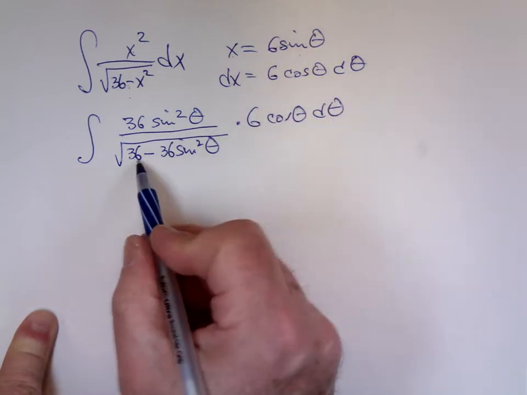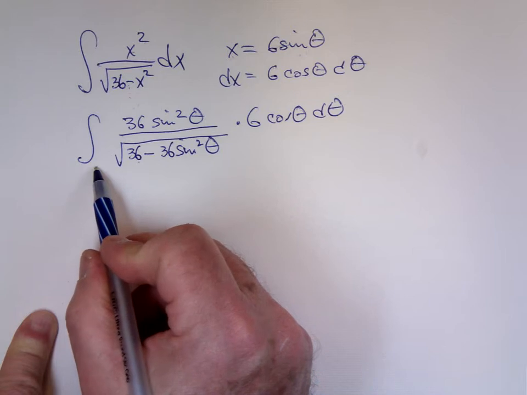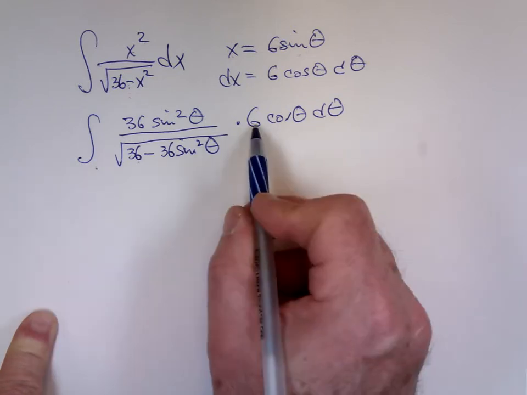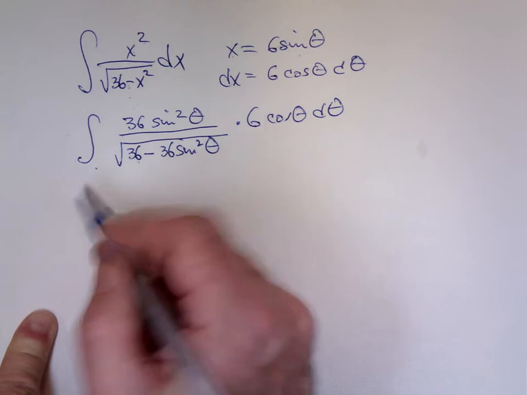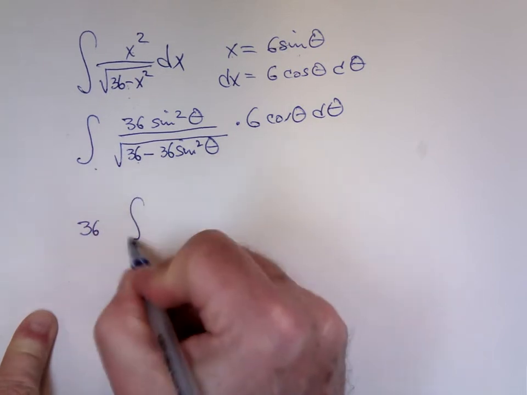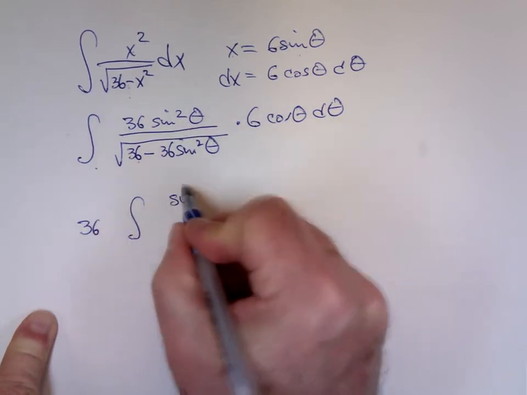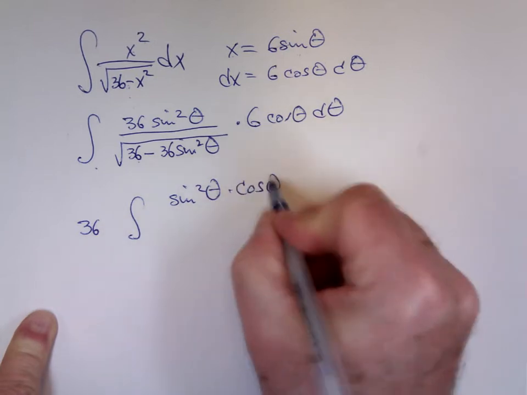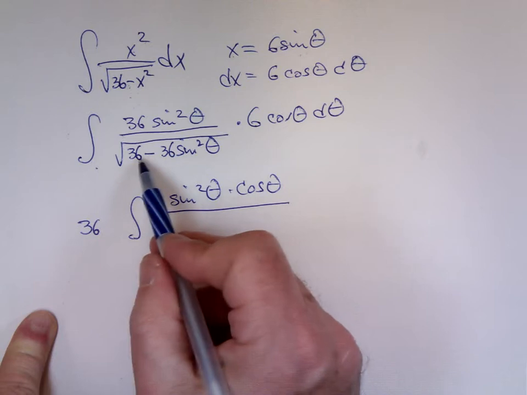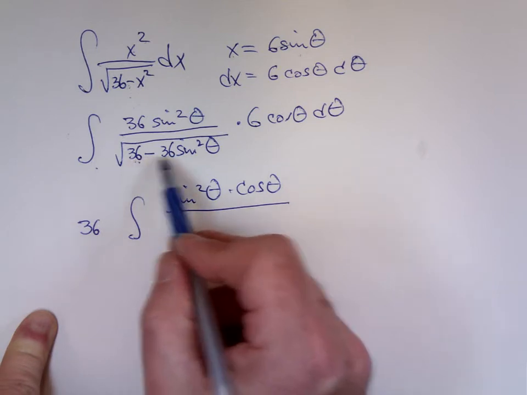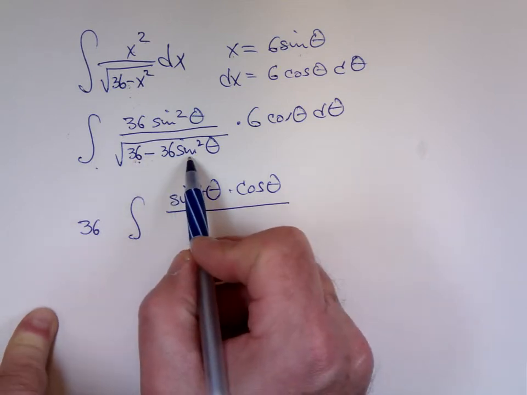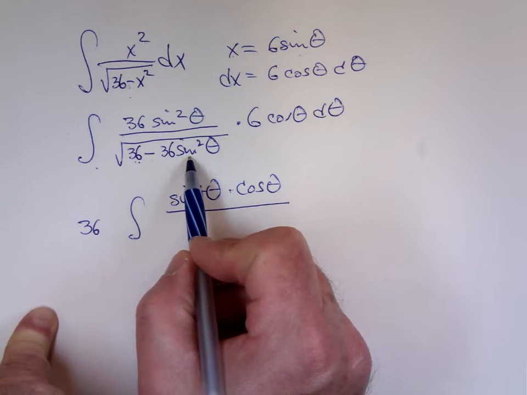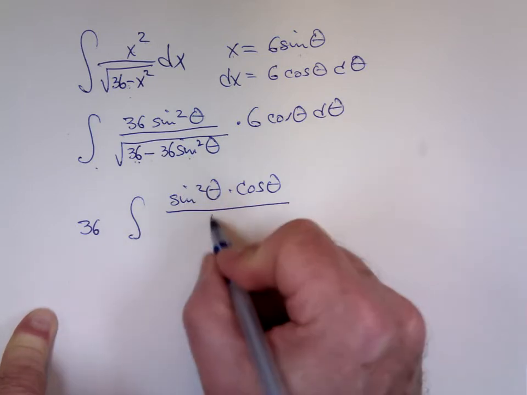Take a 36 out. It comes out as a 6. It will cancel that 6. I'm going to take this 36 out front. I've got my sine squared here. I've got a cosine here. Inside here, I've got a 1 minus sine squared. That's cosine squared, the square root of which is cosine.